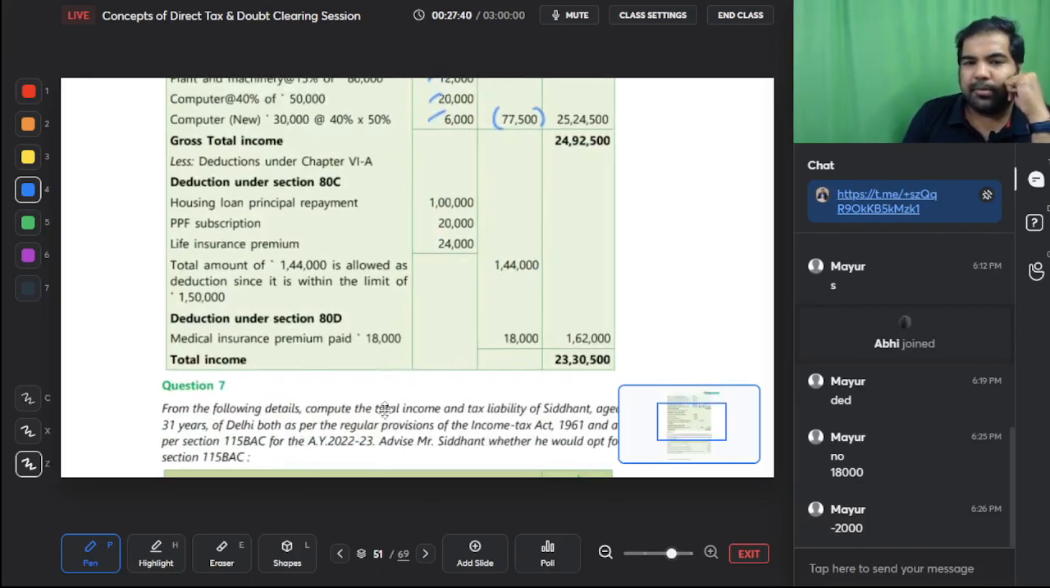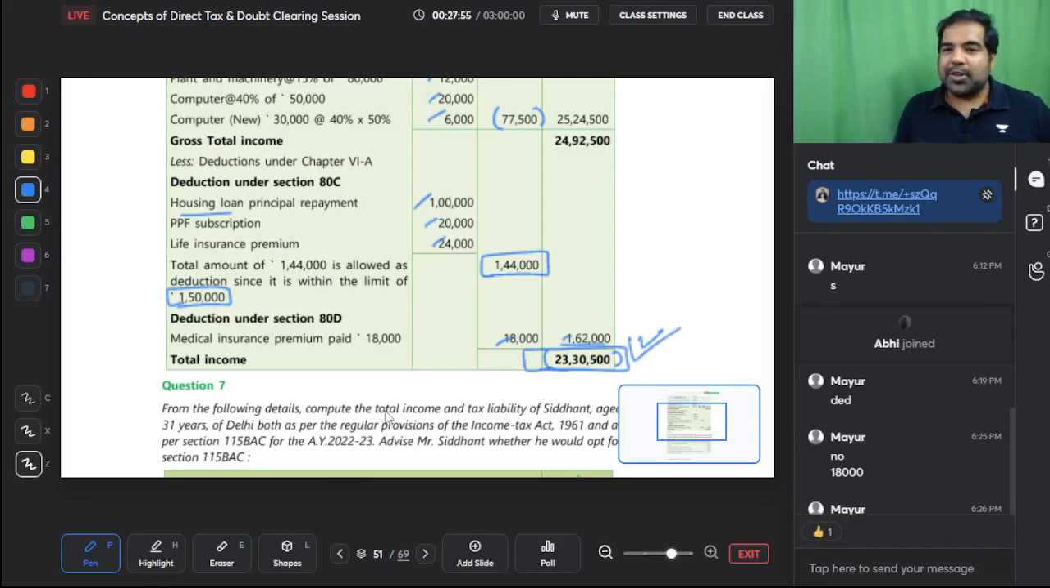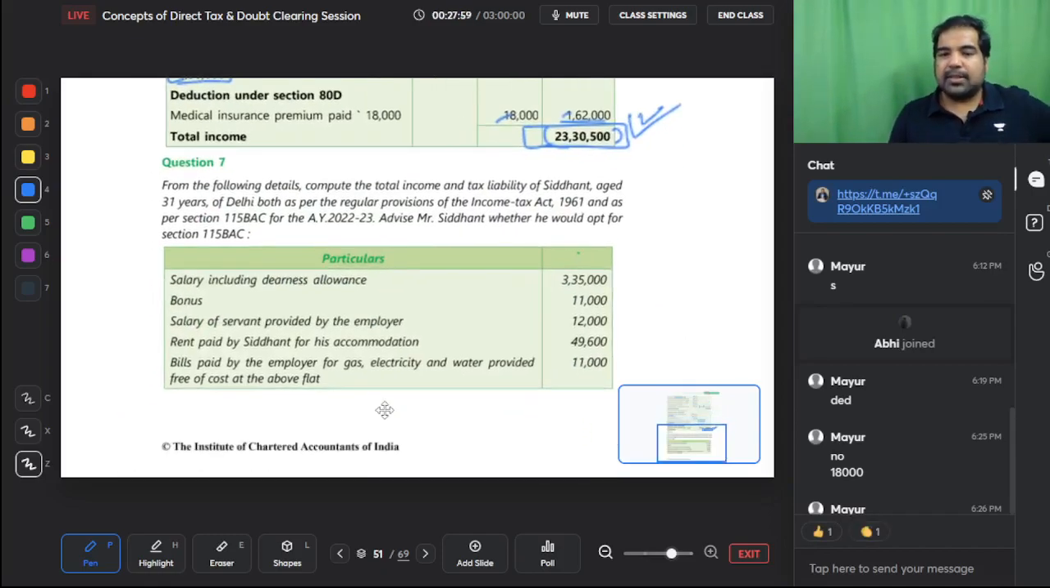Gross total income. Housing loan repayment, we had taken that. This also we had taken. This also we had taken. This is within 1,50,000, so that note you have to write, so hence it's allowed. This is insurance. This is exactly what we would also get as our total income. Good job. Perfect. If you're understanding this, you're getting better and better, guys. Super, super, super. Let's go to question number 7.